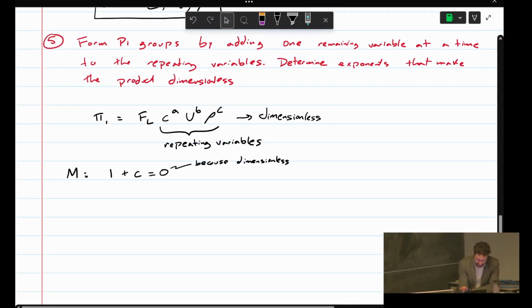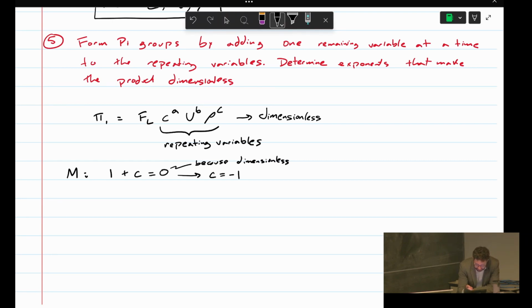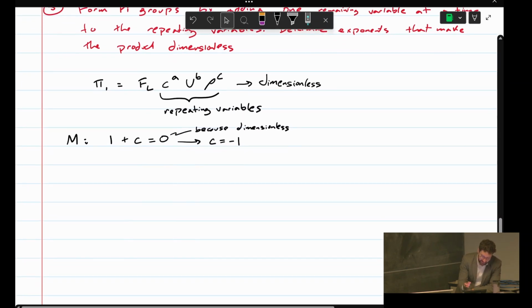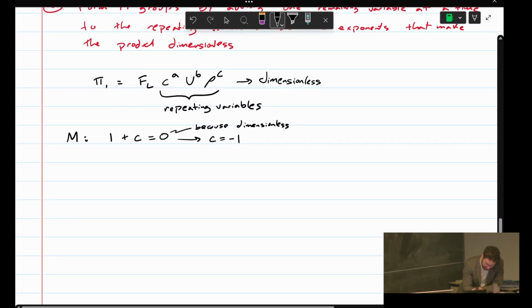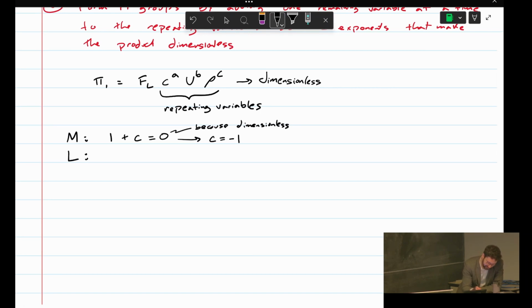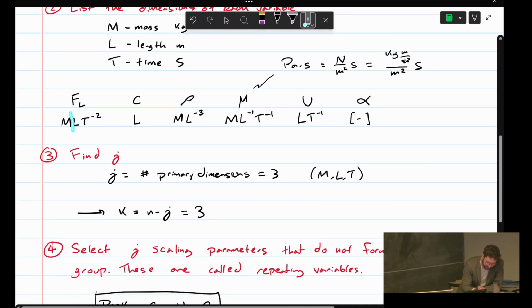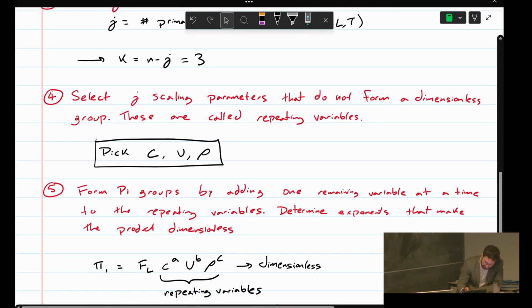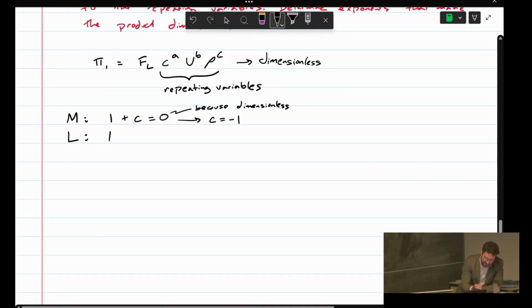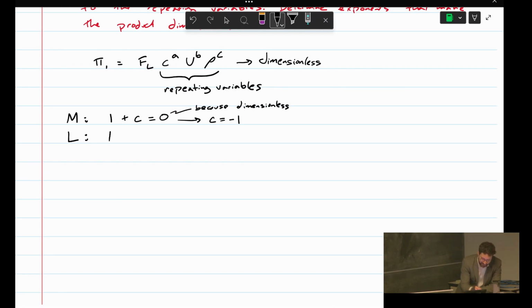Okay, so this actually tells us directly now we can solve this equation of C equals -1, right? So whatever our pi group is, it's going to have C on the denominator. Let's look at our length dimension. What is F? FL has units of length to the 1. That's because FL is kilogram meter per second squared. So kilogram to the 1, meter to the 1. That's where that 1 comes from.